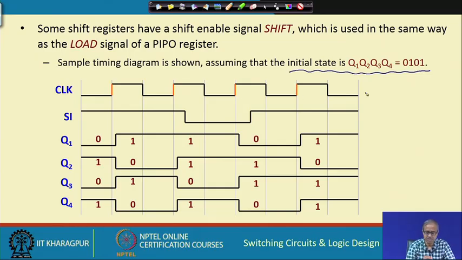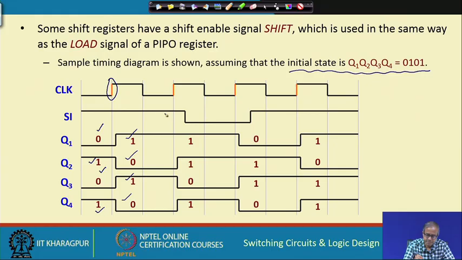The clock signal is coming continuously, and these red marked edges are the active edges, the rising edges that trigger all the flip flops. SI is one of the inputs, the serial input, and the 4 flip flop outputs are also shown. As I said, the initial state is 0 1 0 1. Let us see what happens when the first clock edge comes. The value of SI here was 1, high. So, this 1 will get shifted in, this 1 will come here, this 0 will come here, this 1 will come here, this 0 will come here.